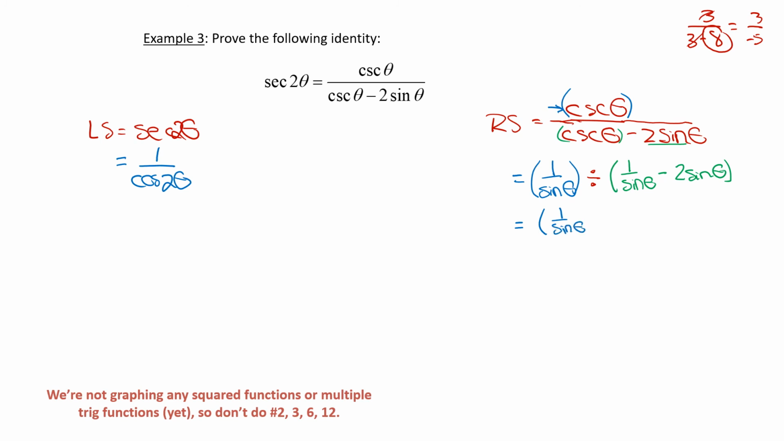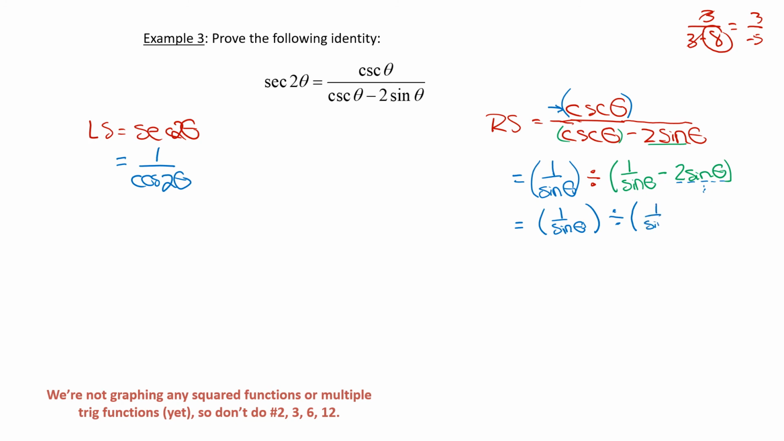I don't want to mess with that right now. But my second bracket is messy. I would like to get a common denominator for my second green bracket here. So I'm going to put this over an invisible 1. So my common denominator would be sine theta. So my common denominator is going to be sine theta.